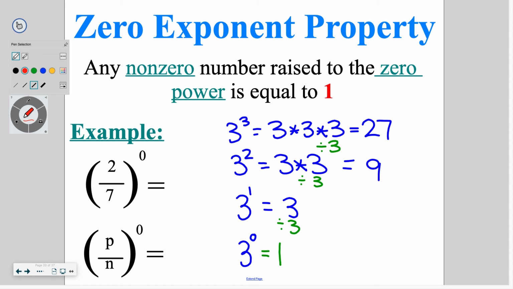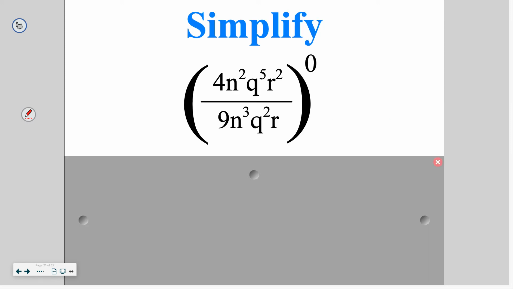So if I have 2/7 to the 0 power, the answer is 1. If I have p divided by n to the 0 power, the answer is 1. Go ahead and try this one on your own.